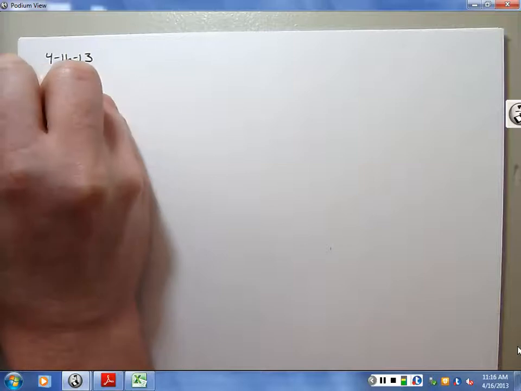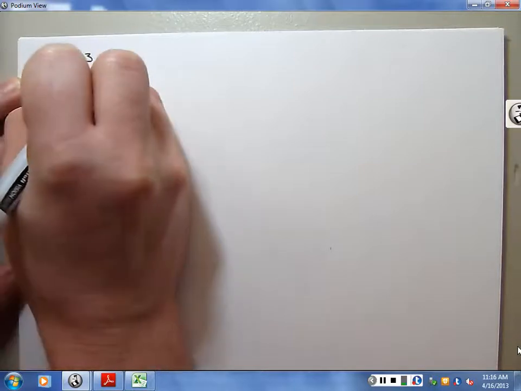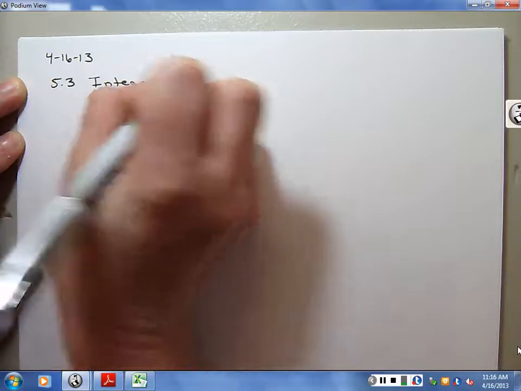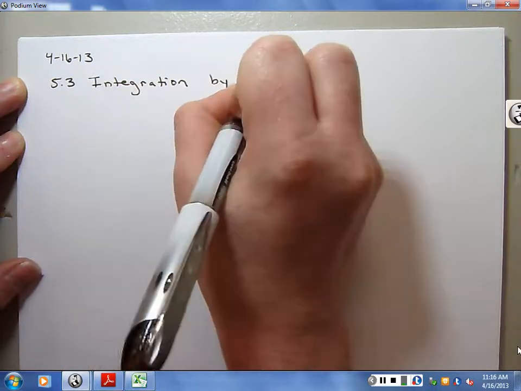So today we're going to continue on this notion of integration, but we're going to look at a little bit more complicated integration formulas, and we're going to transform them into easier ones, integrate it, and then back substitute. So this is 5.3. This is a very popular method in calculus. This is integration by substitution.